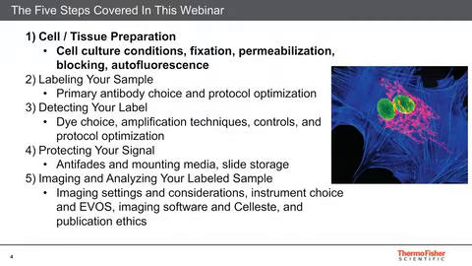The first area has to do with the very beginning. Just like building a house, you need a firm foundation upon which to start your assay. And that means the cell and tissue preparation at the very beginning. You know, how you culture the cells, how you fix and perm. So let's talk about those.